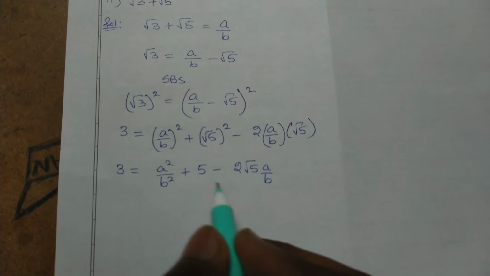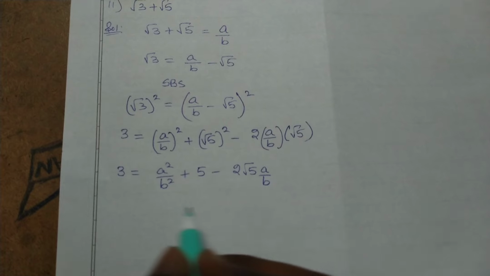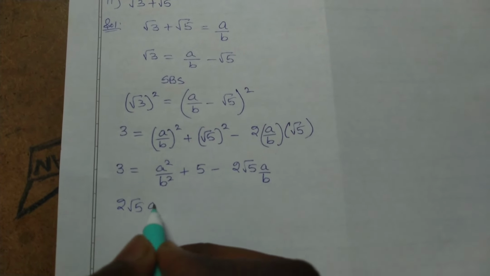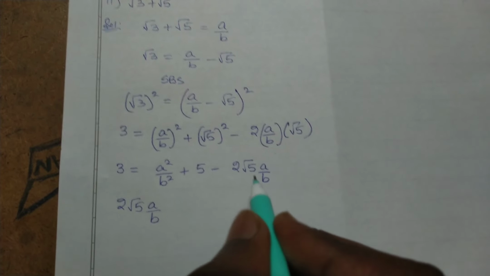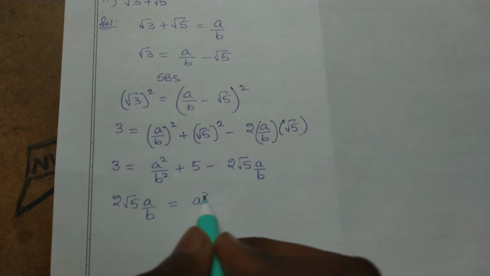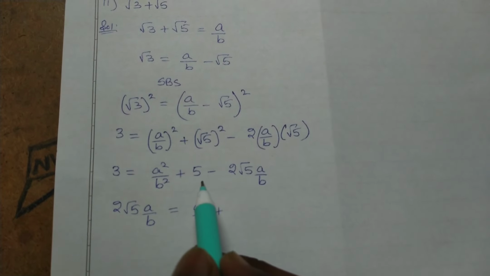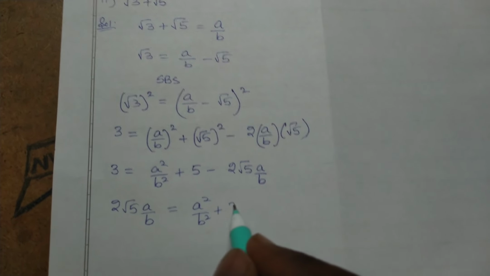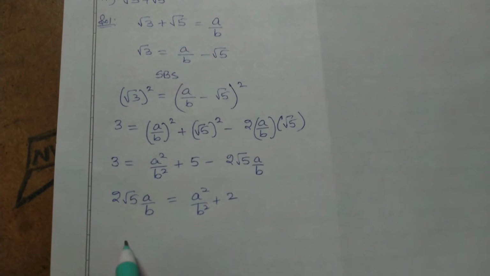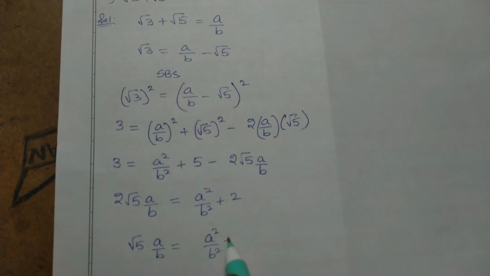Now can we transfer all the rational numbers to one side? Bring the minus 2 root 5 a by b to this side, so that it becomes plus, since minus is there. That is equal to a square by b square plus 5. The 3 comes to this side, it becomes minus 3. 5 minus 3 is 2. Next step, root 5 into a by b is equal to a square by b square plus 2.